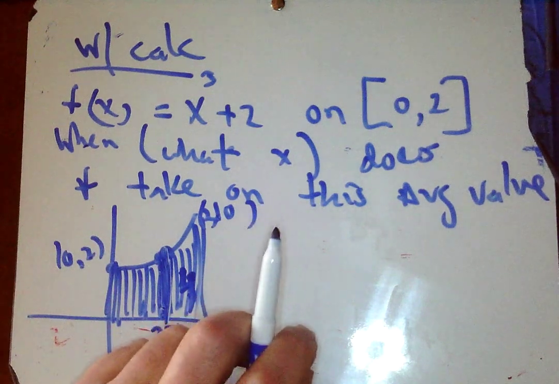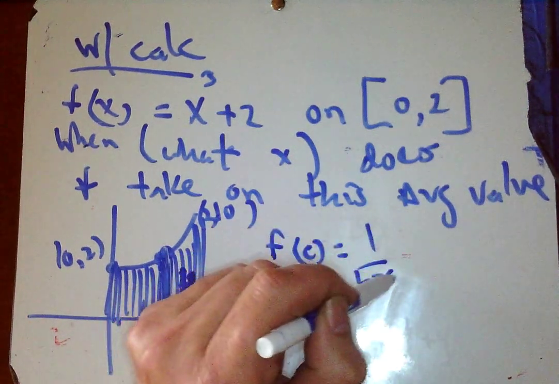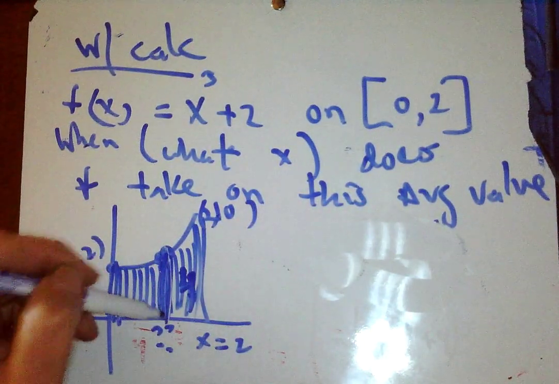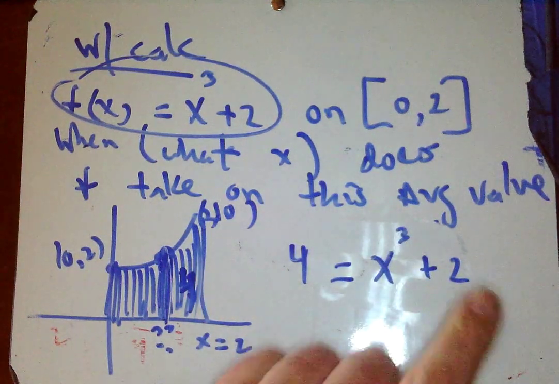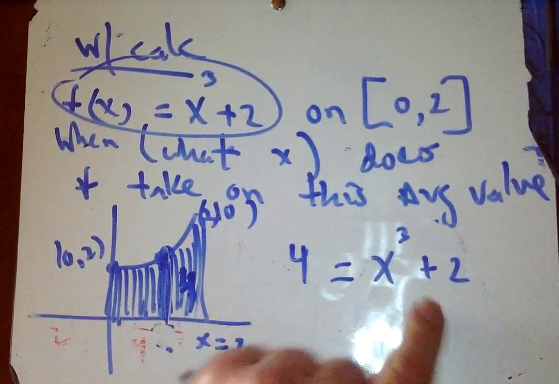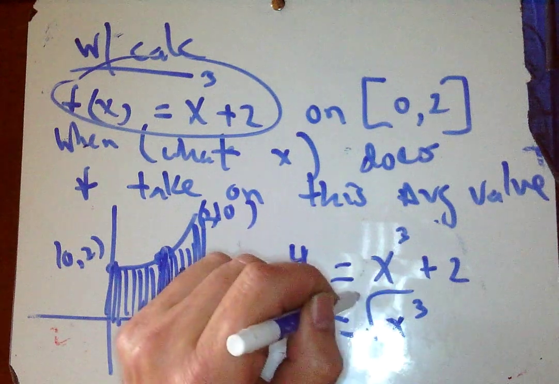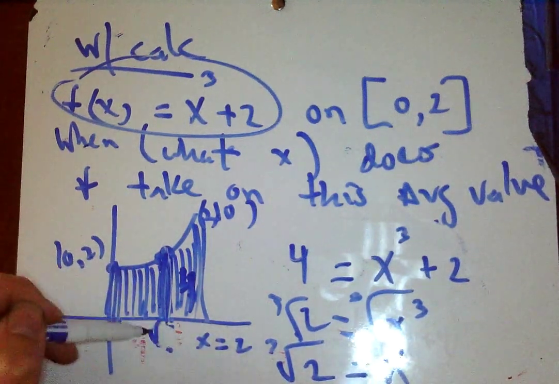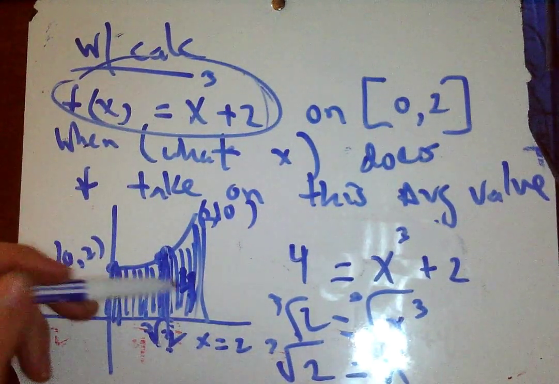Well, no worries. We can figure that out. So we know that the average value is equal to 1 over b minus a, integral a to b. Oh wait, I don't need to do that. Sorry. I'm looking for the place where the y value is 4. The y value on that function. I want to set my function equal to that y value and solve for x to find out what x value gives me a height of 4. So if I subtract 2 from each side, and then I take the cube root, I find that x equals the cube root of 2. At that moment, this function takes on the average value. Okay?